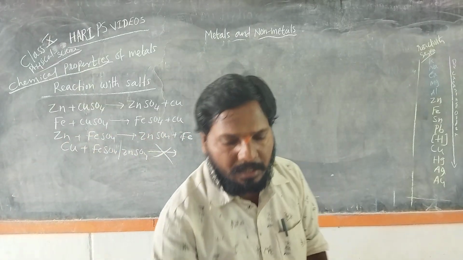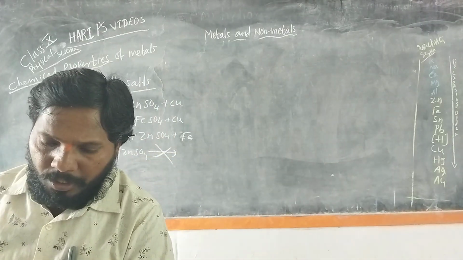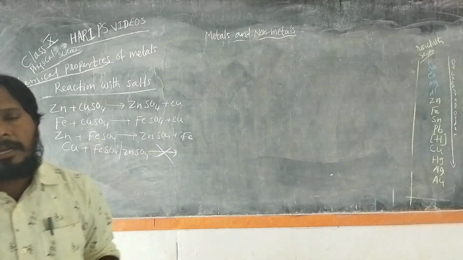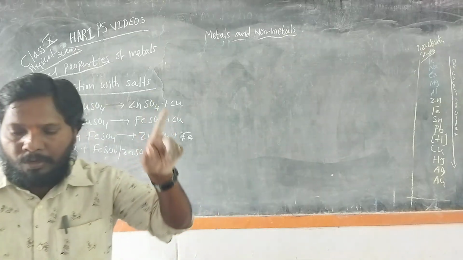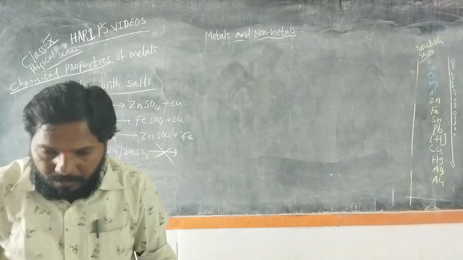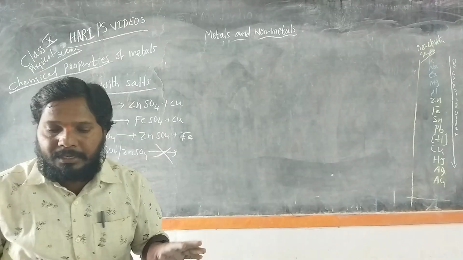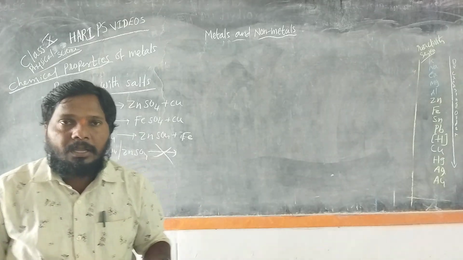So such reactions are called displacement reactions. A more reactive metal displaces the less reactive metal. The activity series of metals decides whether a particular displacement reaction takes place or not.